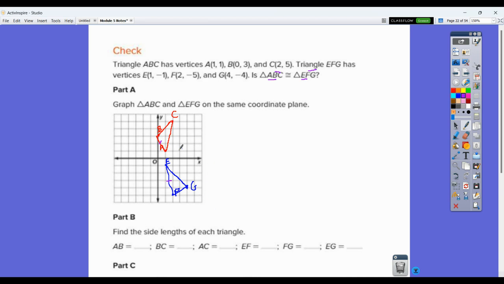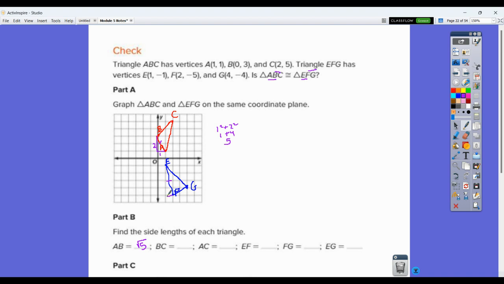For side length AB, I'm going to find my right triangle. It's a 1 by 2, so I'm doing 1 squared plus 2 squared, 1 plus 4, which is 5, and this is the square root of 5. I'm just going to leave it as a square root because the only reason I'm finding these is to see if they're equal to each other. So I found AB, and then I'm going to look at EF next.